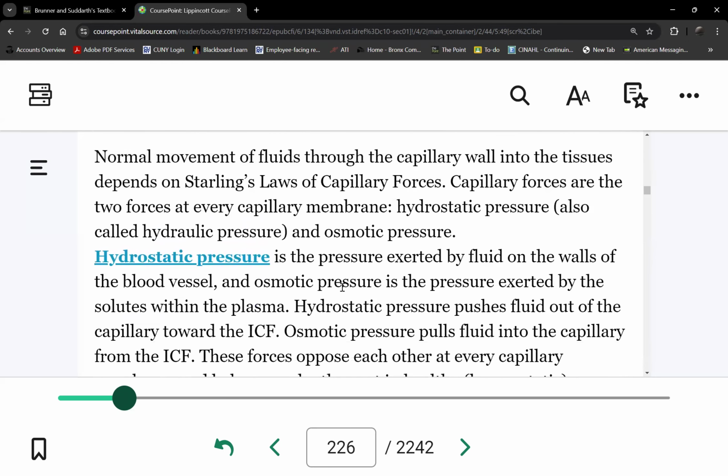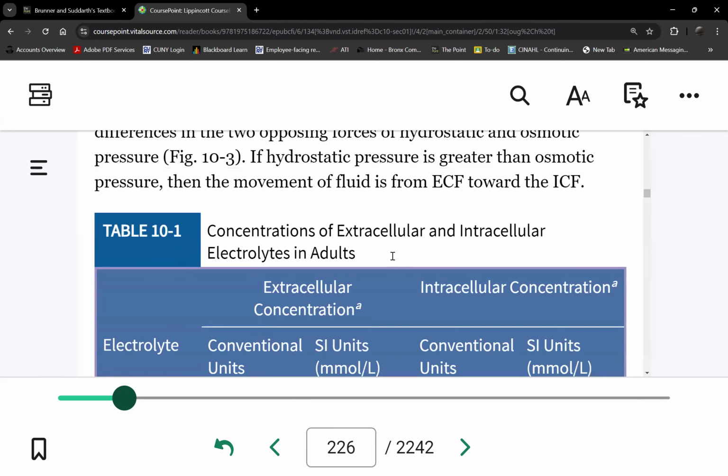So I already mentioned hydrostatic pressure earlier. So what does hydrostatic pressure result in? If the concentration or the pressure of blood inside blood vessels is too high, then that will cause hydrostatic pressure to rise and push water out of the blood vessels, especially the capillaries.